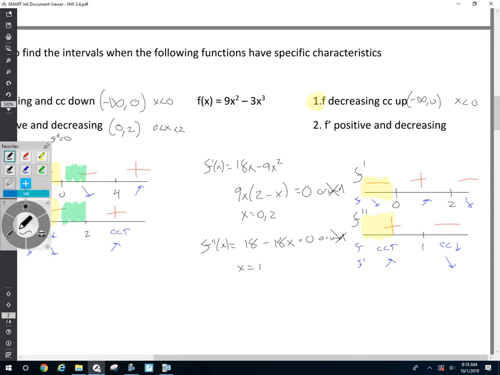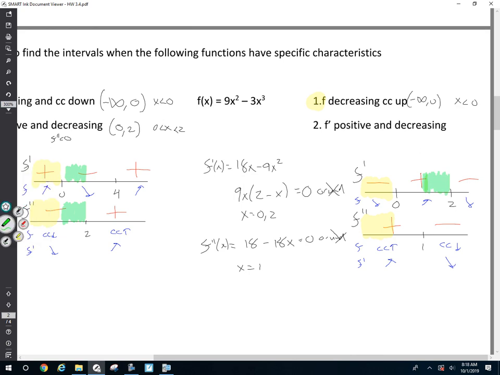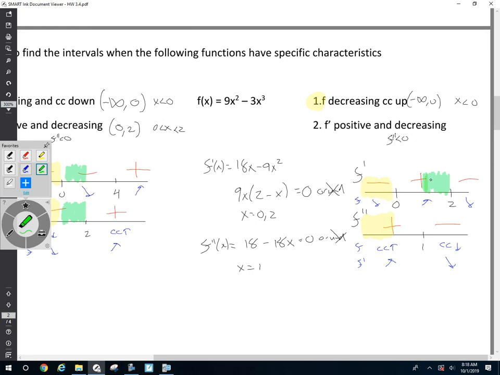And then f prime positive and decreasing. So f prime is positive here. F prime is decreasing when the second derivative is negative, when its derivative is negative. So positive and the second derivative negative here. So that's from 1 to 2.